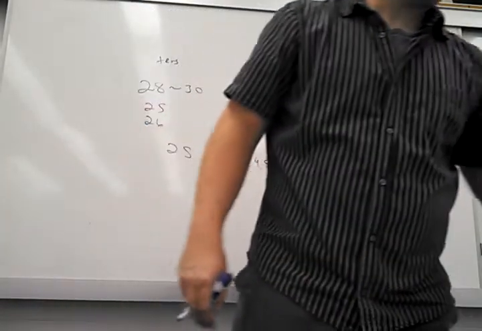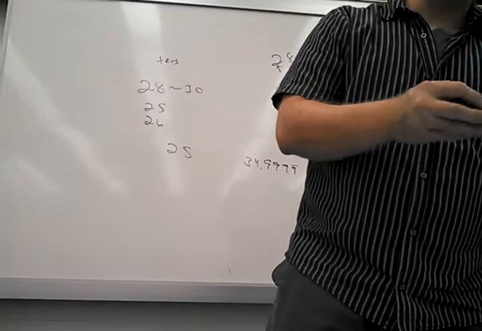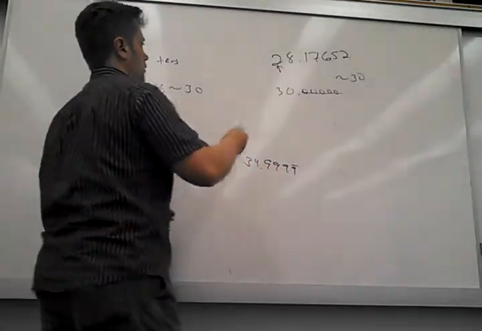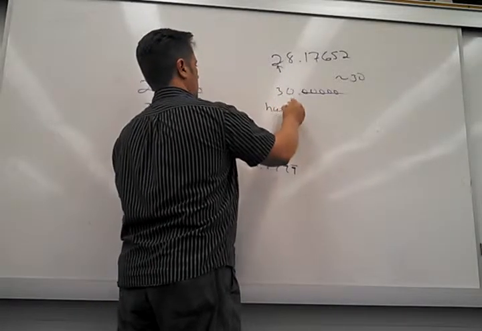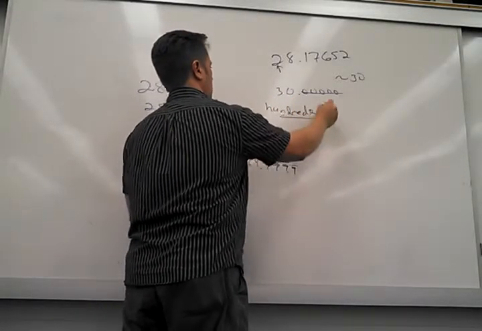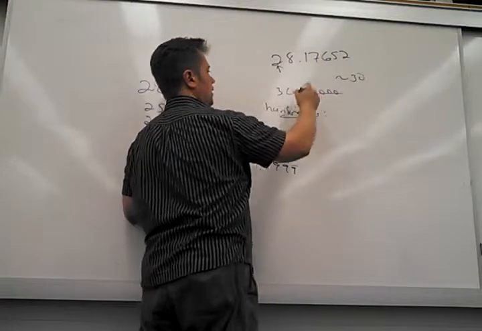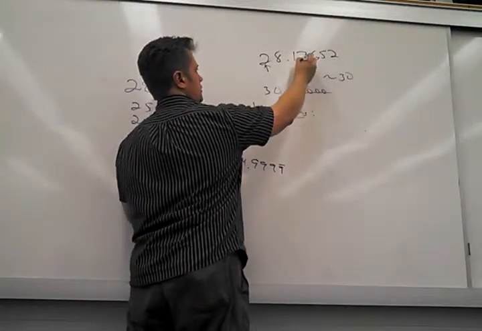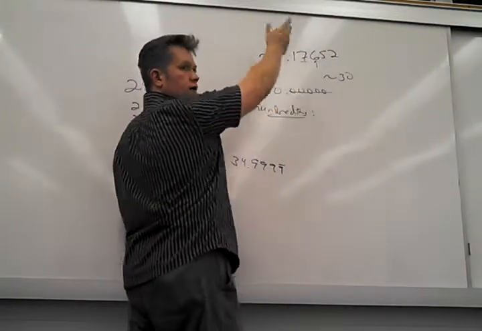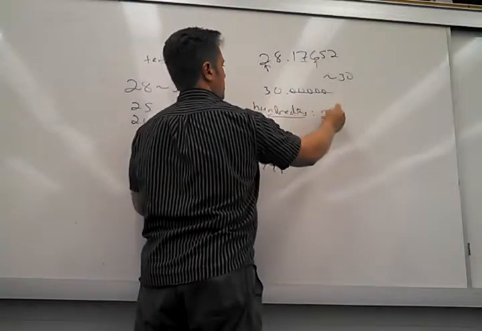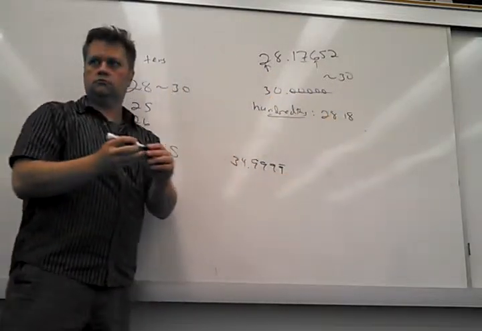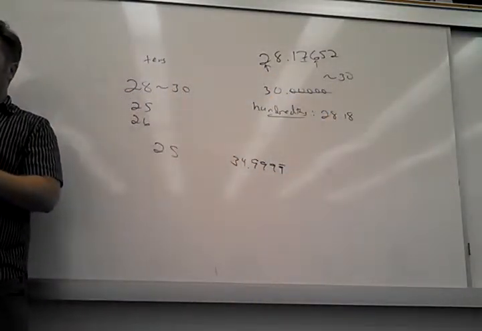So if you're doing like you were saying, round to the nearest hundredths, then that would become 28.18. So where's the hundredths place? 7. So the next one is 5 or bigger? So yeah, it'd be 28.18. Cool.